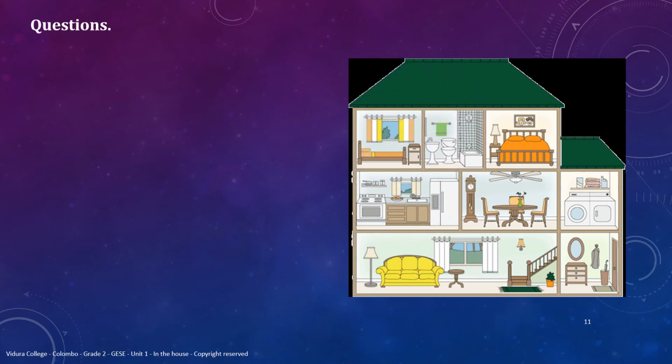Now, let's move to the questions. Number 1. Do you live in a house or a flat? This is one of the main questions that will be asked by the examiner during the exam. So, the answer should be, I live in a house or I live in a flat.